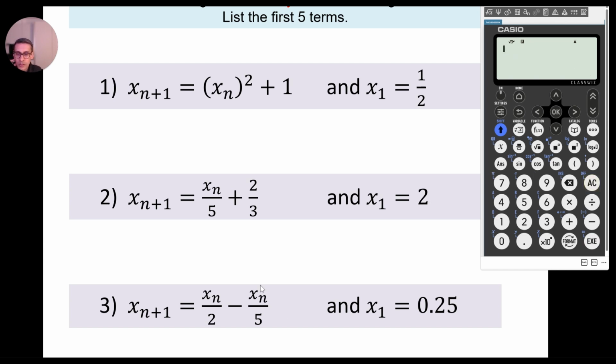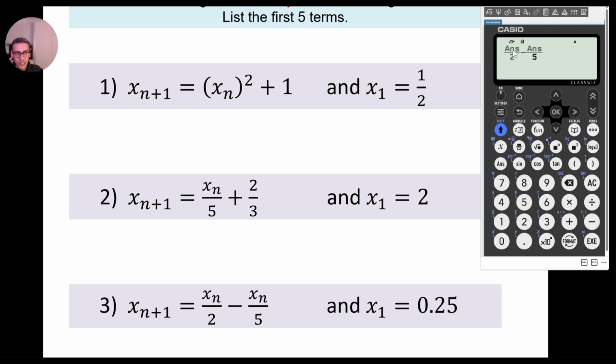And then the final example here, how to put this in a calculator. We've got the previous term in 2 separate fractions. So let's put in the first term. So 0.25 equals, that's your first term, which is a quarter. Don't clear anything, just put in your iterative formula. So fraction answer over 2, take away fraction answer over 5.